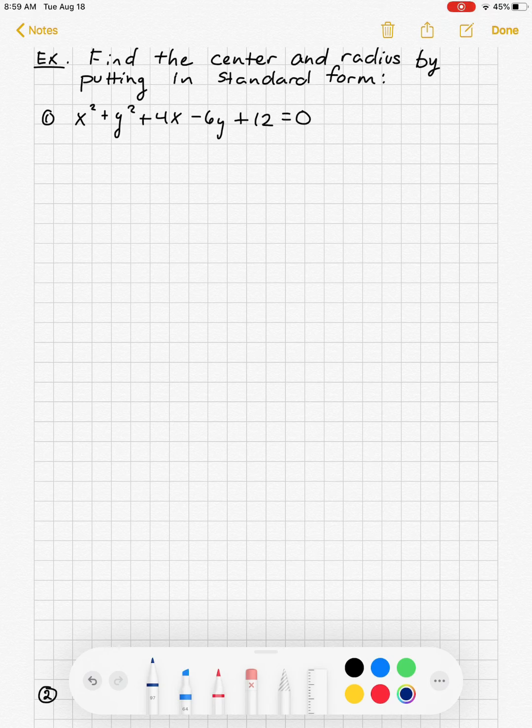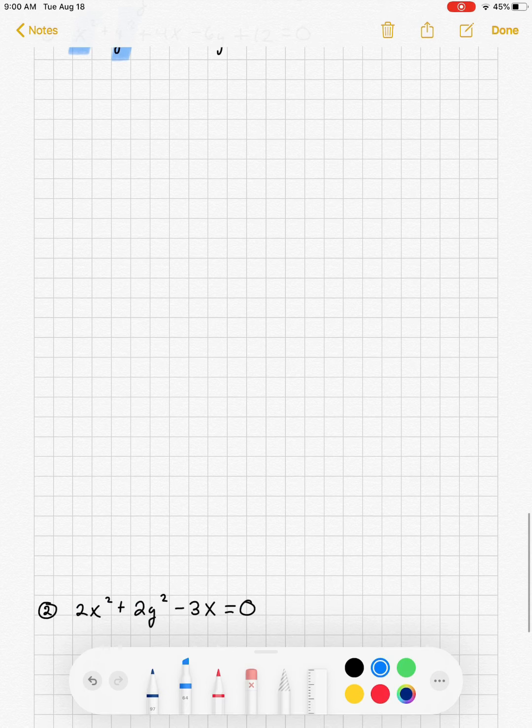Okay, here's something that we'll encounter a couple times throughout the semester. Find the center and the radius by putting in standard form. So here I have the equation of a circle. How do I know it's a circle? Because I see the x squared and the y squared, x squared plus y squared. They have the same coefficient, as in the numbers in the front are the same.